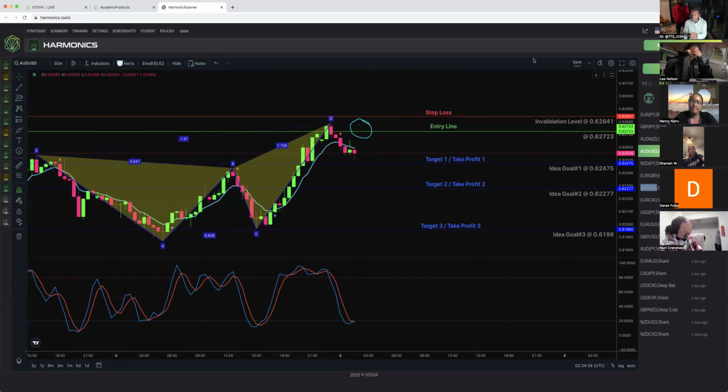So step number one, 30 minute, 15 minute, or the 1 hour. Step number two, the currency with the correct pattern. Step number three, we want to make sure that it's near the green line. Step number four, we ask ourselves, is it a buy or is it a sell?